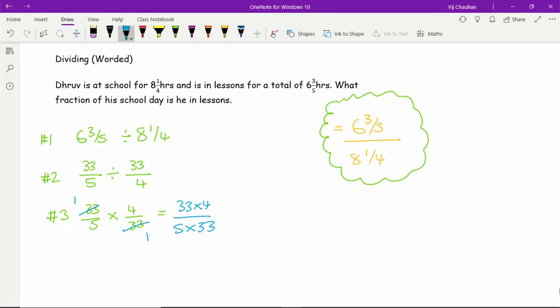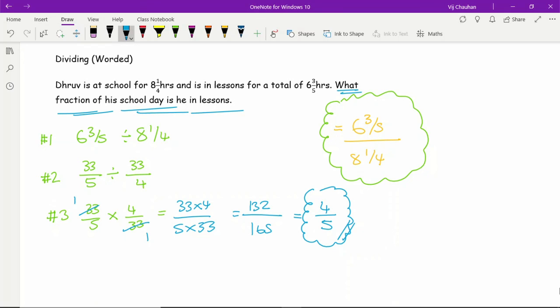If it's a non-calculator paper, you would actually need to work out those two values separately. If it's a calculator paper, you can just plug it in. So here we've got 33 times 4, which is 132, and 5 times 33, which is 165. Now I can simplify this fraction because it simplifies to give me 4 over 5. And there is my final answer. I'm going to leave it as a fraction because the question asks what fraction of the school day he is in lessons.